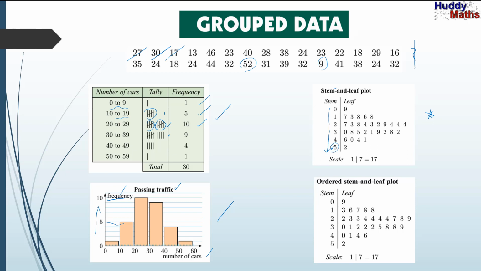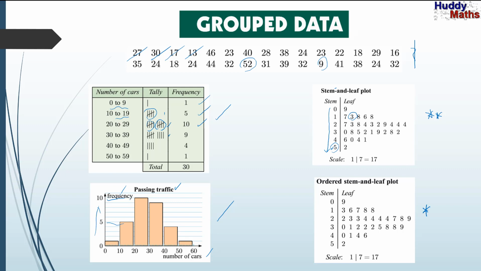Then again, the same thing. As you read 13, you put it in the 1, because 13 is 1 ten and 3 units. Okay, so this is a form of grouping data, isn't it? And there we have it. That's just doing the first recording, and then we would rewrite it down here in order.